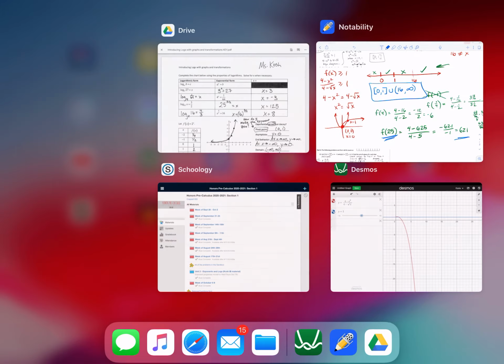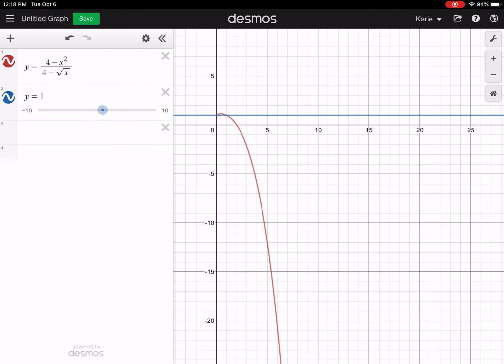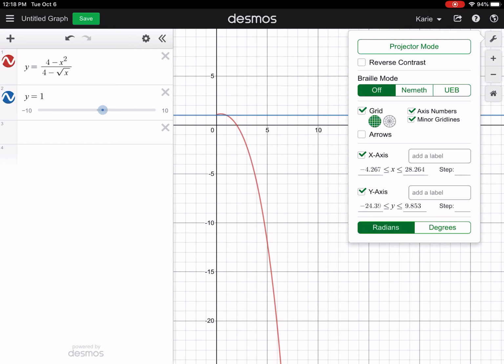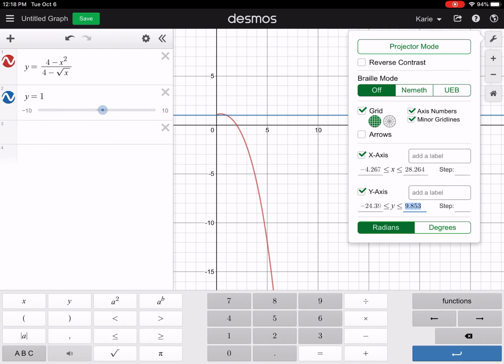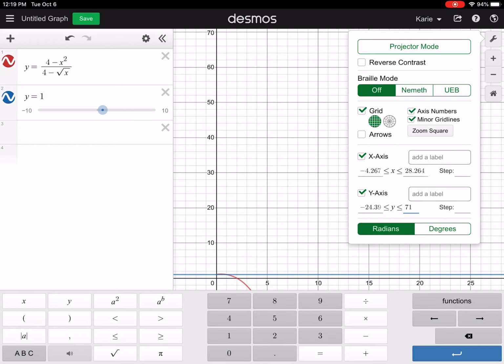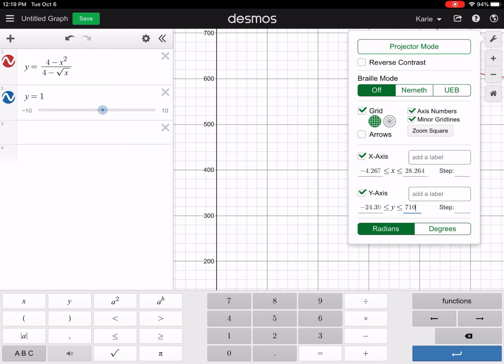So my scale over here on Desmos is not good. So I'm going to hit that little wrench, the little tool thing up there. And I'm going to change my y values to go a whole lot bigger. We had 620, so let's say 700, 710. I just typed in the wrong thing.